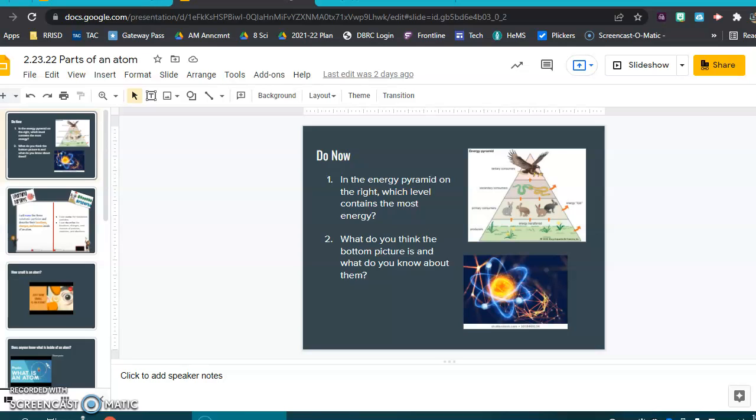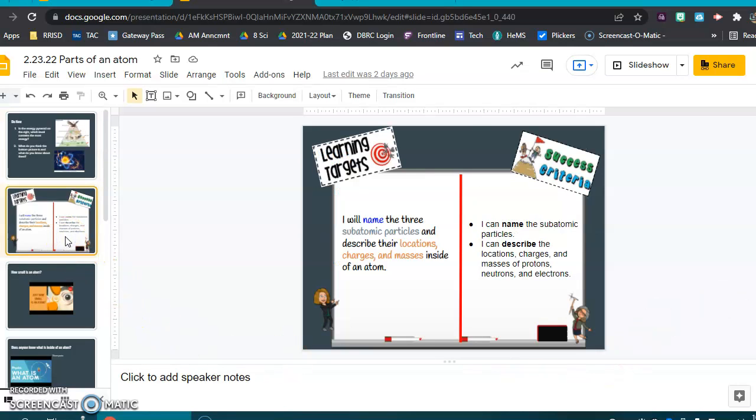In the energy pyramid on the right, which level contains the most energy? That's right, the bottom, or our producers, because remember, they not only make their own food, they make food for us. And as we go up the energy pyramid here, we do lose a little, so the most energy is there. And what do you think the bottom picture is? And what do you know about it? Absolutely, atoms.